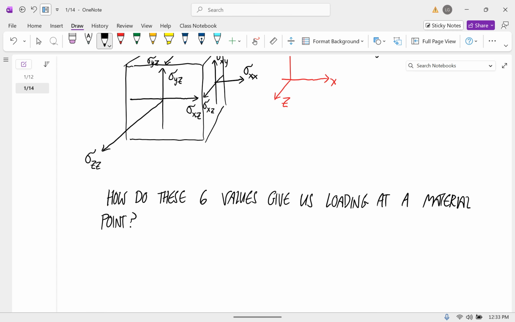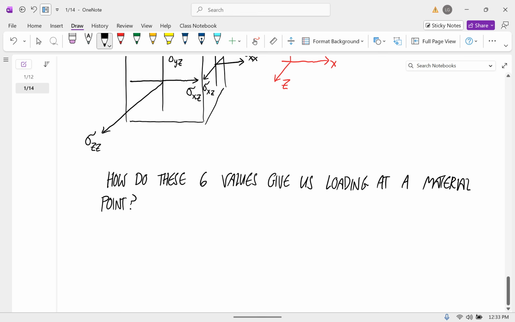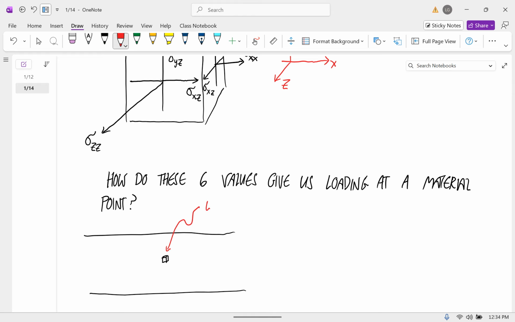So let's say you have just some arbitrary material and you want to calculate the loading at some point. And I'm going to represent that point by an infinitesimal cube inside there. Okay, so what's the loading felt by this cube?